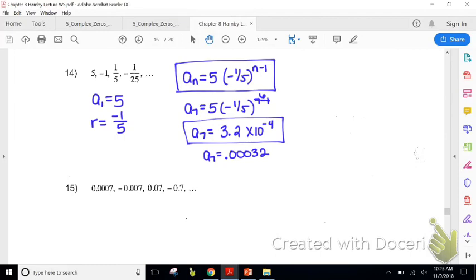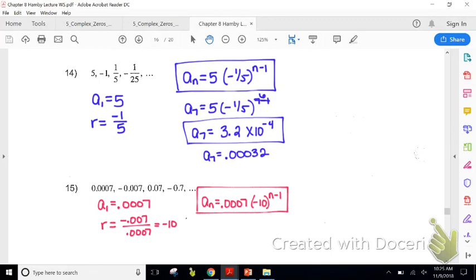How about 15? What is your first term? Good. And what is your common ratio? Negative 10. Second term divided by the first term, which does come out to be negative 10. So for my nth term, we're going to take our first term times the common ratio raised to the n minus 1. And then go find that seventh term.